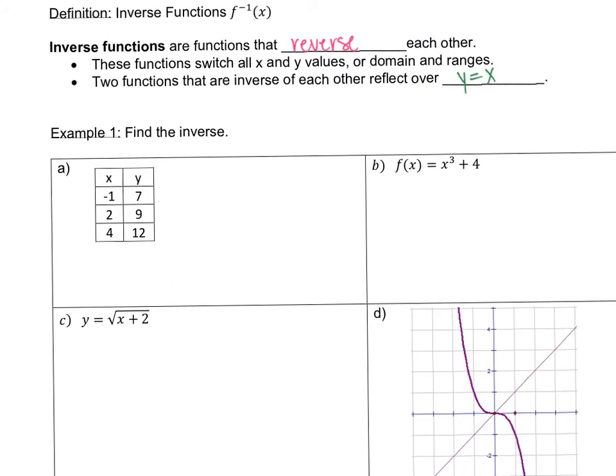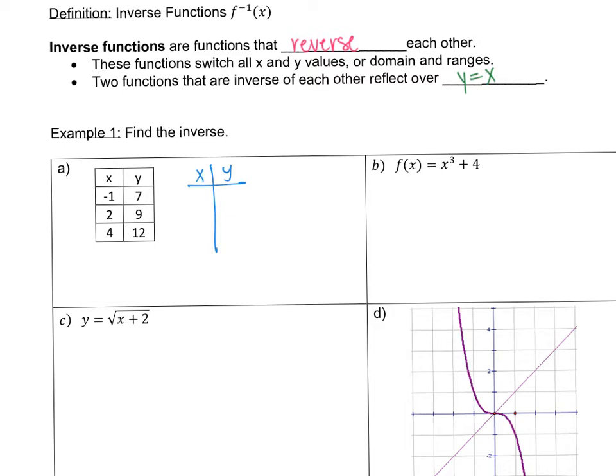So for A here, you'll notice we'll have a table. This is very similar to what we did in the warm-up. If you have a table, this part's a lot easier to find the inverse because all you have to do is switch your x and y values. So we're going to go ahead and do that.